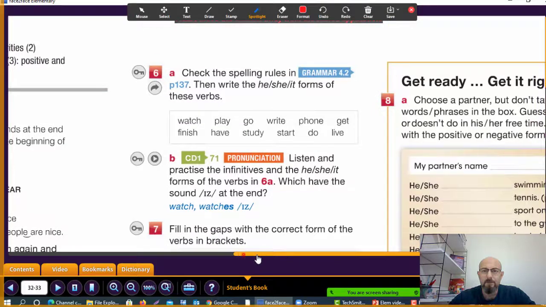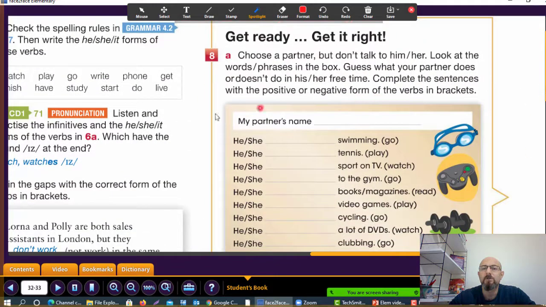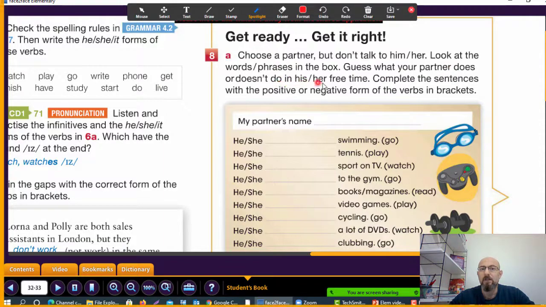Okay, in this exercise, you will do it by yourself. We say here, choose a partner, but don't talk to him or her. Look at the words and phrases in the box. Guess what your partner does or doesn't do in his or her free time. Complete the sentences with the positive or negative form of the verb in the brackets.